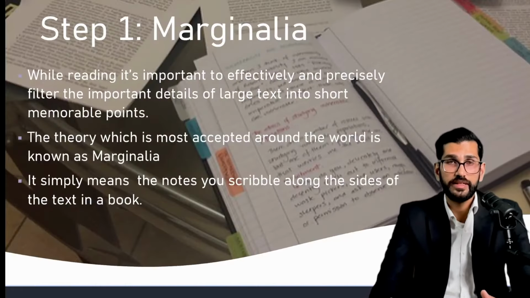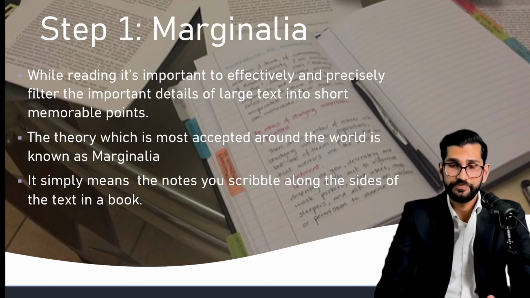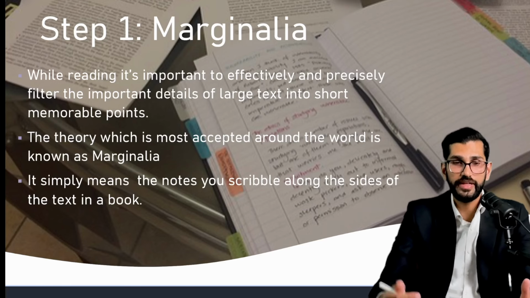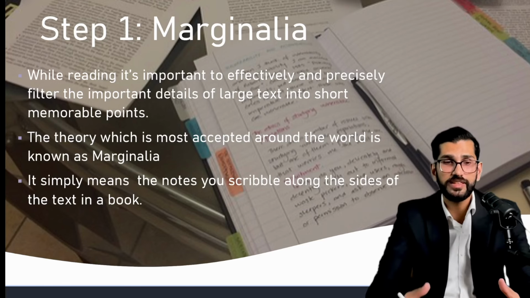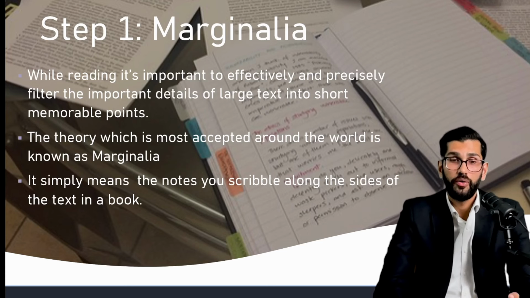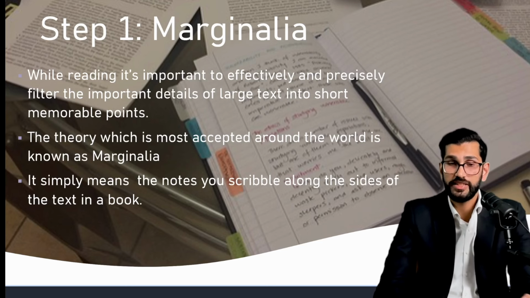So the first thing is called marginalia. While reading, it's important to effectively and precisely filter out the important details of the large text into short, memorable points. The theory which is most accepted around the world is known as marginalia. This simply means the notes you scribble along the sides of the textbook.